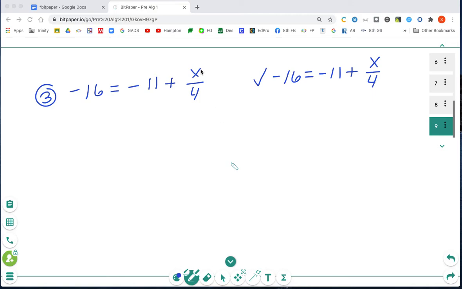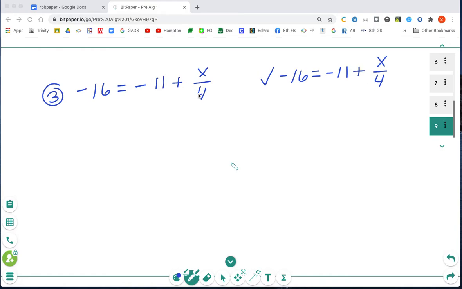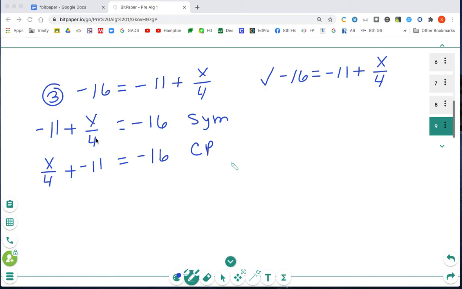First question we ask is the variable on the left? It's not. So we are going to do symmetrical or post-it note. -11 plus x divided by 4 is equal to -16. Symmetrical. Now, is the variable first? It's not. So x divided by 4 plus -11 equals -16. CPA.